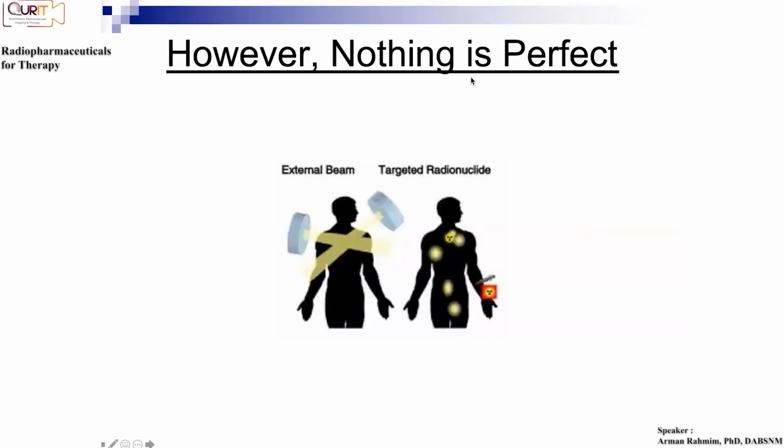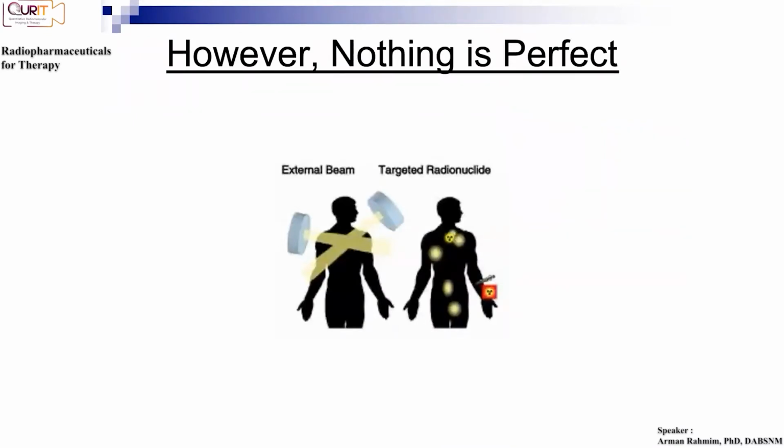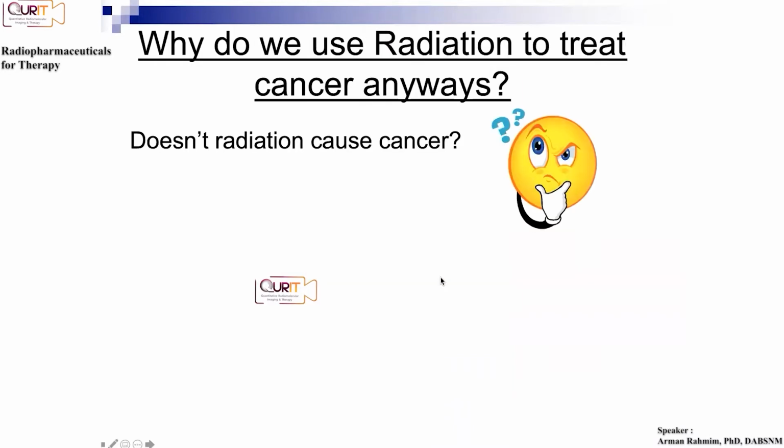However, nothing is perfect, right? You could be exposing surrounding tissue, whether you do external beam or, for example, if your radiopharmaceutical is taken up non-specifically by a target you do not want it to be taken up by, but it does. For example, in the kidney, you may accumulate it anyway. So then you have to balance, because you don't want to inject too much, because then those normal tissues will be impacted, and you don't want to inject too little, because then you're not able to kill the tumors. So why do we use radiation to treat cancer anyway? Doesn't radiation cause cancer? This is something that is often in people's minds.